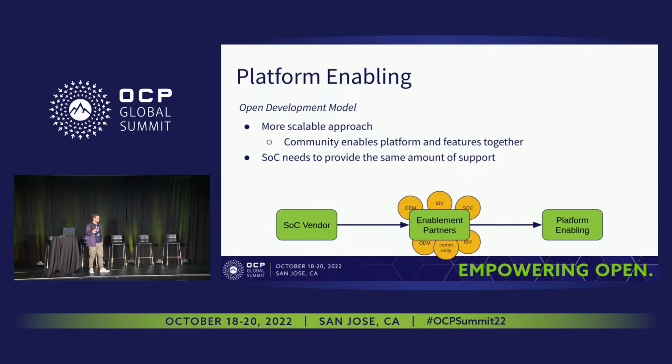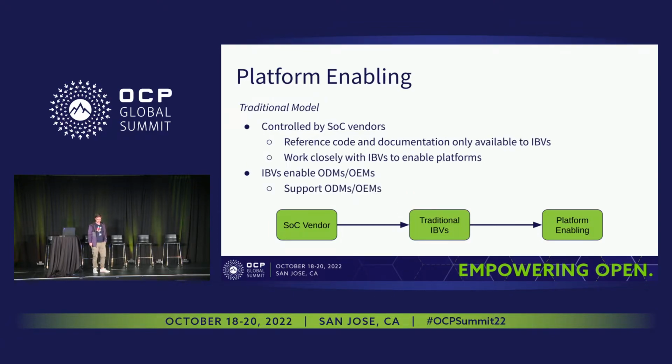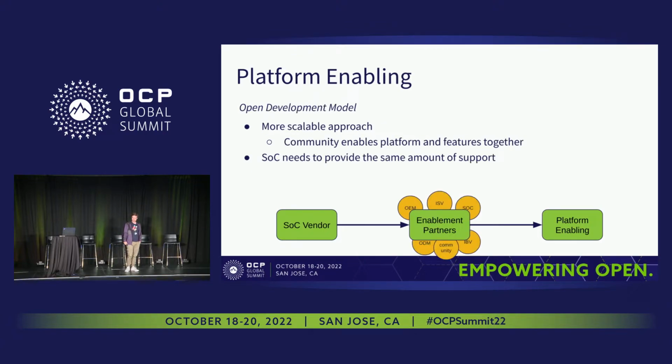The crucial thing here is that it changes now. So the SoC vendors and the traditional IBVs still have a very good working relationship. And the SoC vendors basically need to provide the same amount of support also to the enablement partners now, which can be a little bit challenging at first. But once the enablement partners get up and running, they can most likely help themselves out a lot. You saw that also in the presentations, like WeWin and ByteDance help each other on debugging the problems.